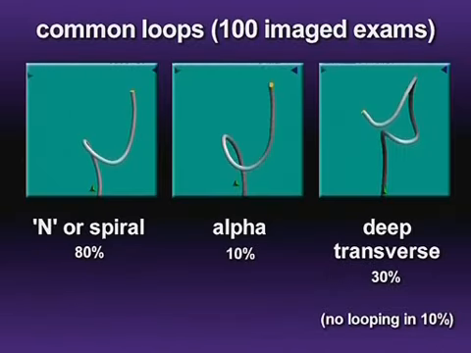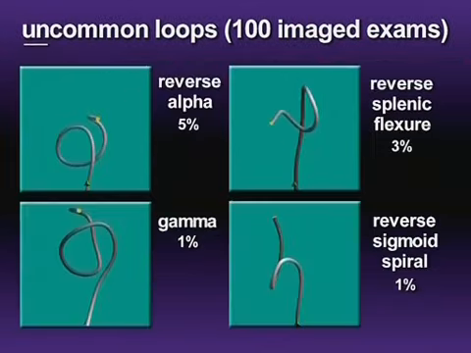Here are the percentages of loops forming during a series of colonoscopies. N-spiral looping in about 80%, alpha looping in only around 10%, but a deepish transverse loop in about 30%. These are the commonest loops, but expert endoscopists not using the scope guide guessed them wrongly in over half the cases. Here are some of the atypical loops, less common and due to mobile colon attachments.